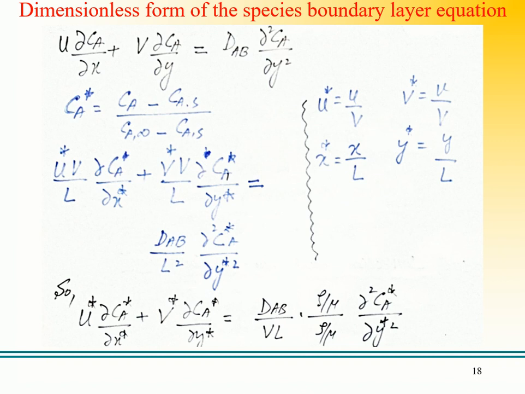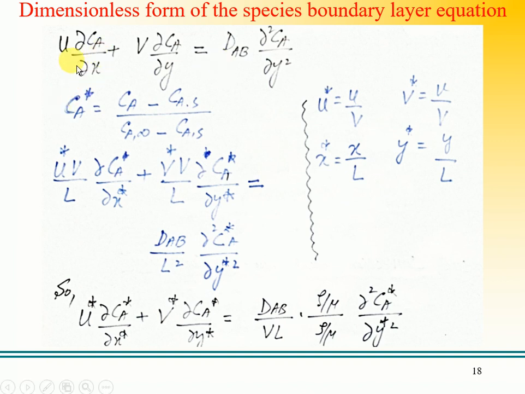So we derive this equation for the similarities using the similarity variables, the dimensionless form of the species boundary layer equation. The same assumption that we have made: u star, a dimensionless parameter, is u over V. U is the velocity in the x direction at any instant. V star is equal to v over V. X star is equal to x by L. Y star is equal to y by L.